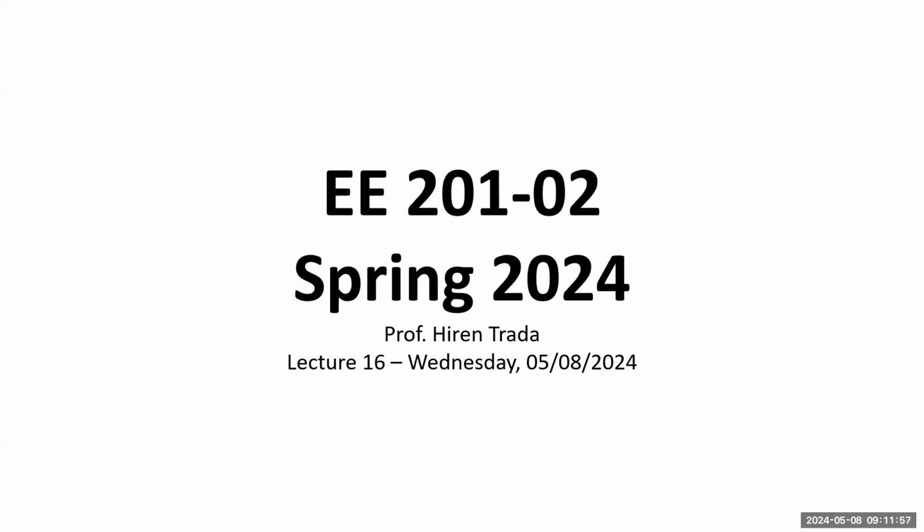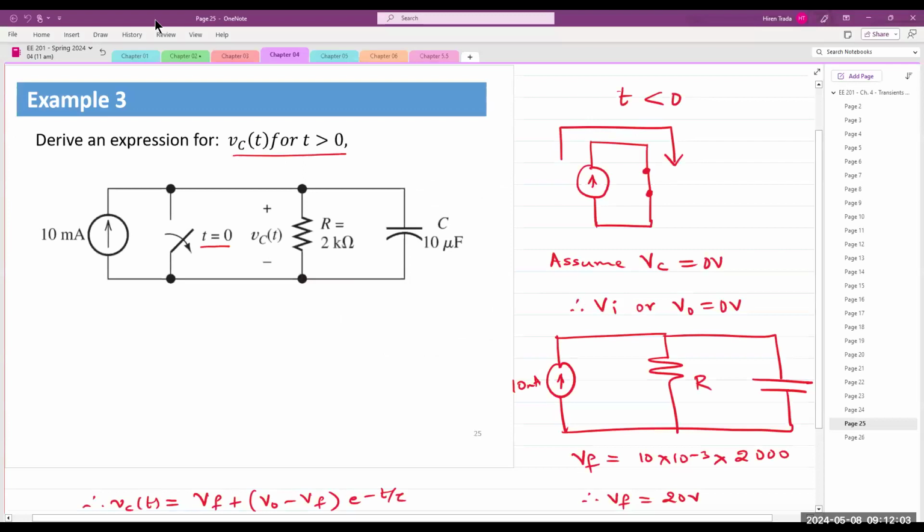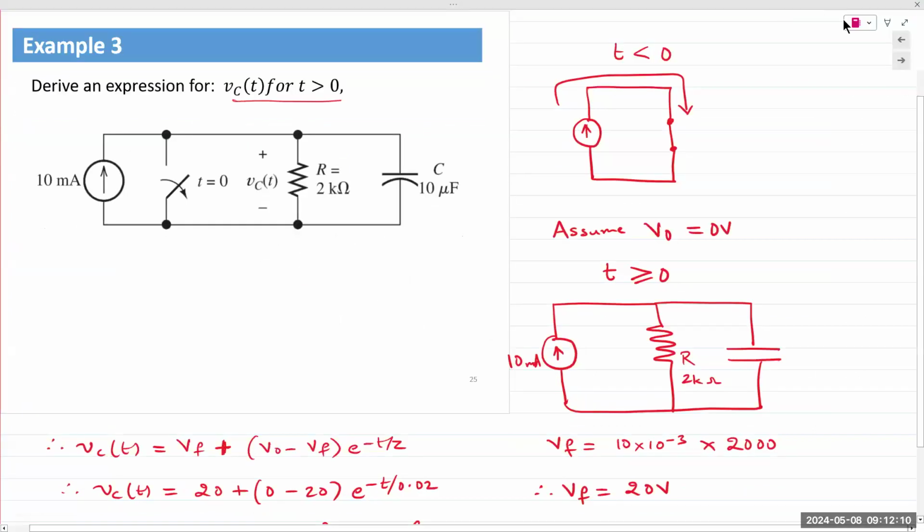So having said that, let's bring up the class notebook. And let's go to section 02. There you go. Yep. And chapter 5.